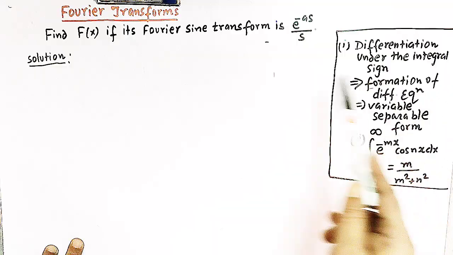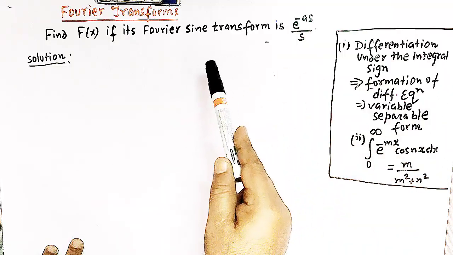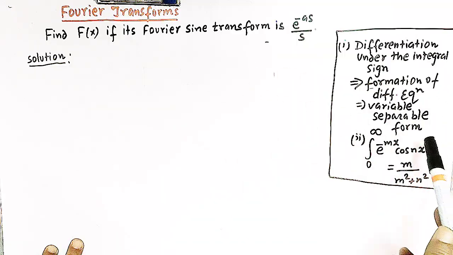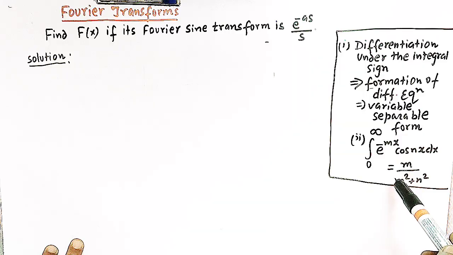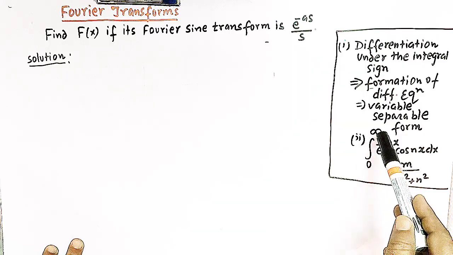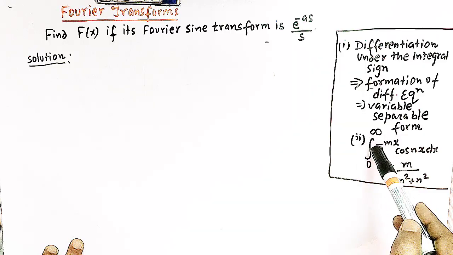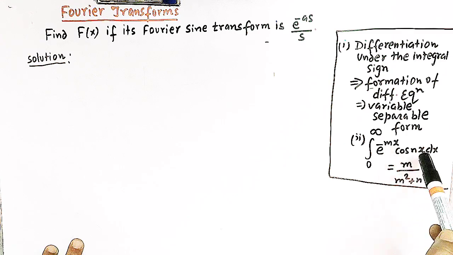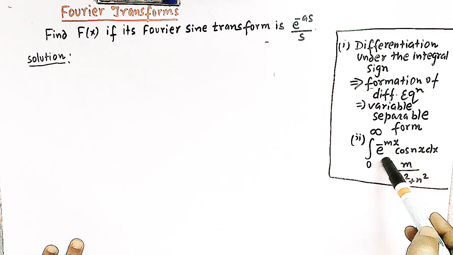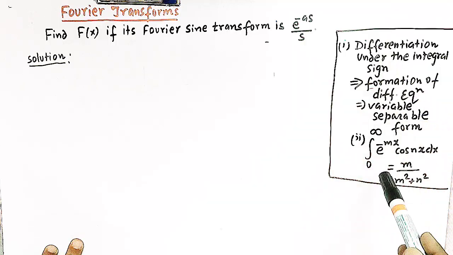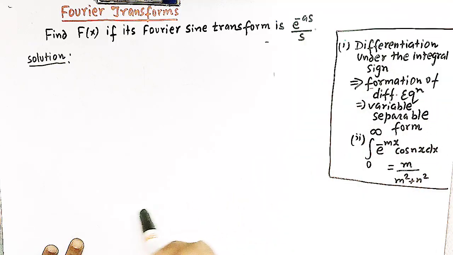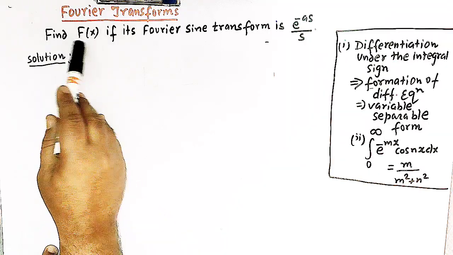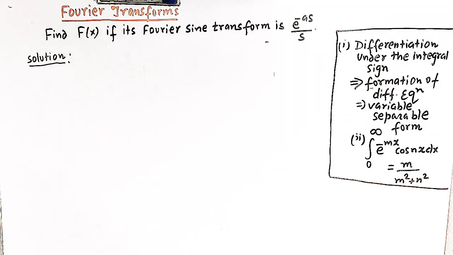While solving this problem, we'll also make use of this standard result, that is integral 0 to infinity e raised to minus mx cos nx dx has this value, m divided by m square plus n square. So these two key concepts are going to be used to find out this function f of x.